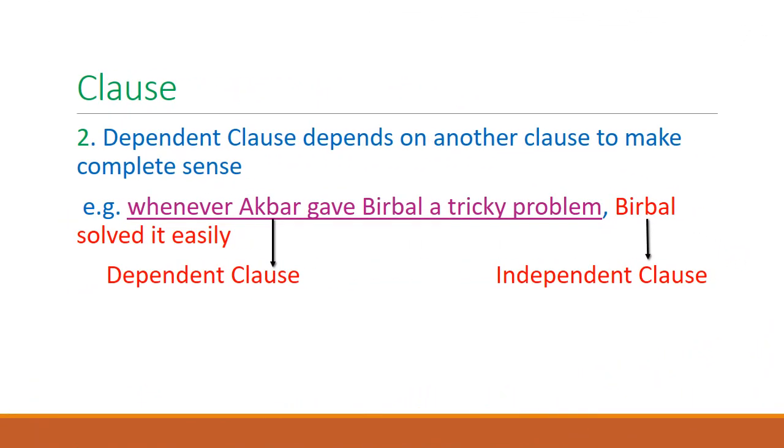A dependent clause or subordinate clause depends on another clause to make complete sense. For example, whenever Akbar gave Birbal a tricky problem, Birbal solved it easily. Here, whenever Akbar gave Birbal a tricky problem is the dependent clause and Birbal solved it easily is the independent clause.